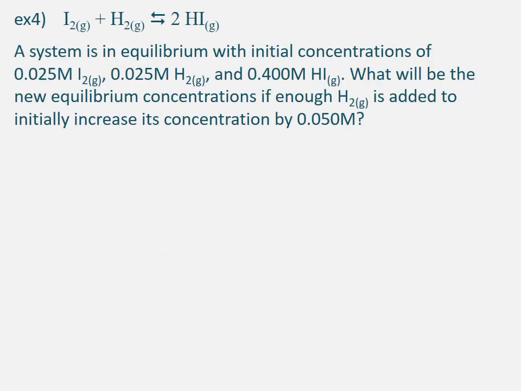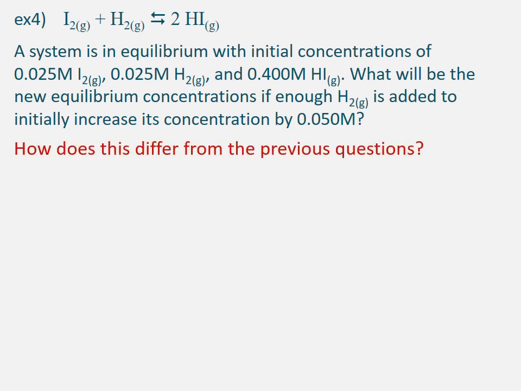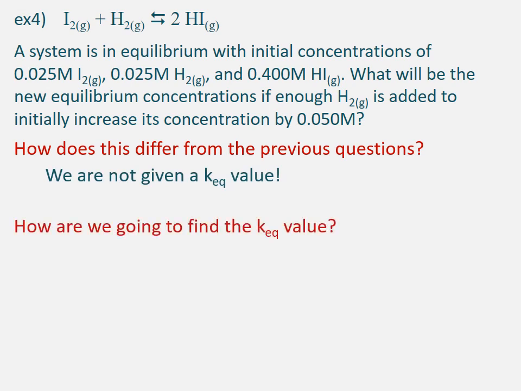Example 4. A system is in equilibrium with the initial concentrations of 0.025 molar I2, 0.025 molar H2, and 0.400 molar HI. What will be the new equilibrium concentrations if enough H2 is added to initially increase its concentration by 0.050 molar? How does this question differ from the previous question? Well, if you said we weren't given a KQ, that's correct. So the question is, how are we going to find the KQ value?